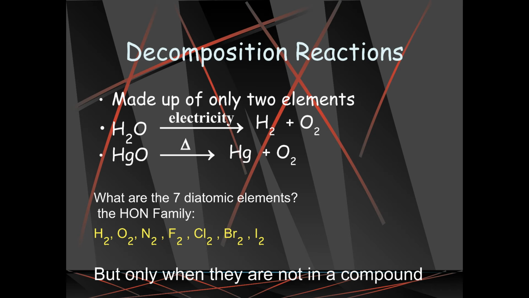Mercury oxide decomposes into 2 elements. Check to see if any of those elements are part of the Hun family. If they are, you put a 2, and then you have to balance the reaction. 2 in front of mercury oxide and a 2 in front of mercury. Memorize the Hun family.